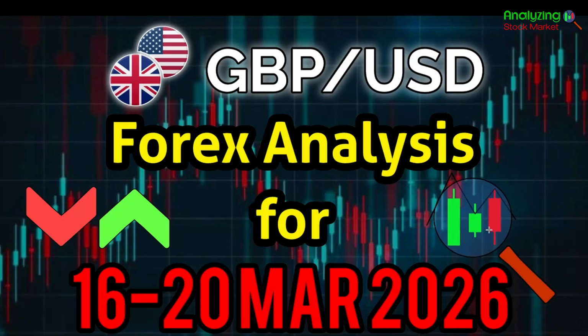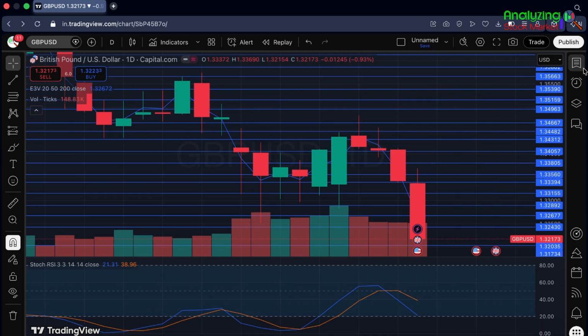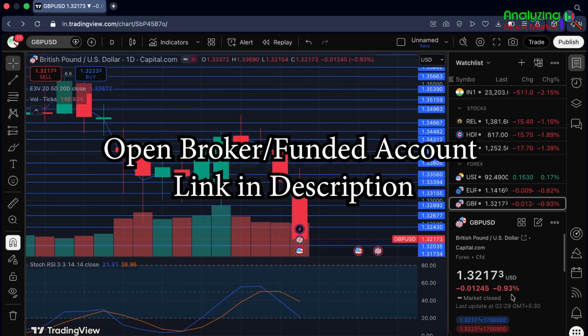So today we'll be talking about the GBP USD pair and we'll do the Forex analysis for 16th to 20th March 2026. So let's go straight to our chart. First, let's see what happened in GBP USD on Friday. As you can see, a 0.93% negative move, and 1.32173 was the closing on Friday.